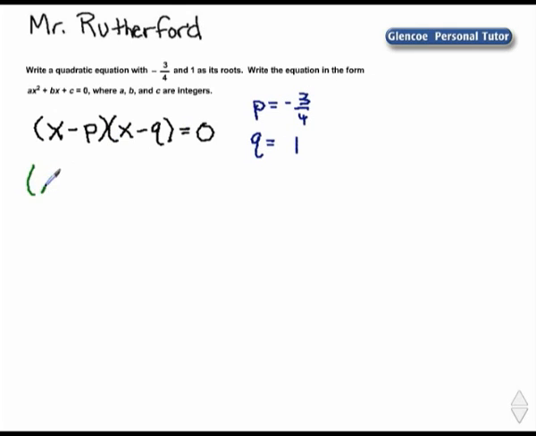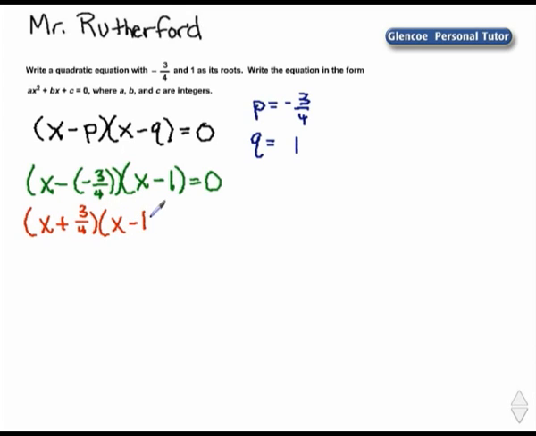So we'll have x minus -3/4 times x minus 1 equals 0. Now let's simplify by eliminating these parentheses on the inside of the left side. So a negative is a positive, so we'll have x plus 3/4 times x minus 1 equals 0.